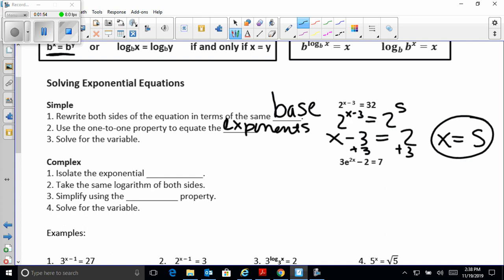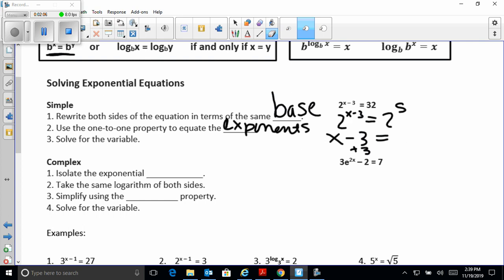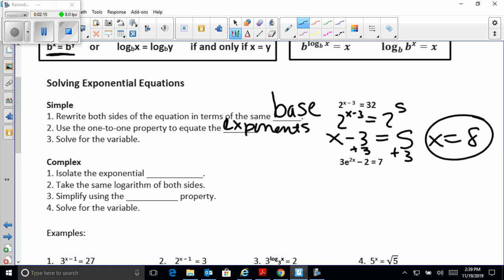And then you can always check it in there to see if it works. Oh, this was a 5. Oops. Erase that. Copied that down wrong. And you know why I knew I made a mistake? Because I checked it in my head and I realized I was wrong. We add 3, so x is equal to 8. So if I plug that in, 8 minus 3 is 5, and 2 to the 5th is 32.